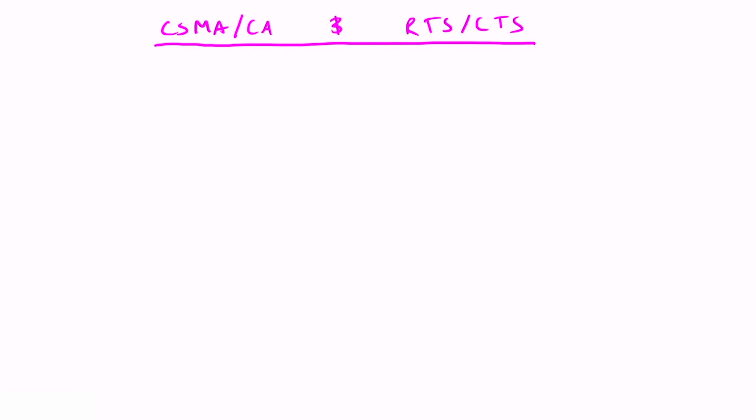Okay, so let's take a look at CSMA/CA and RTS/CTS. These are both protocols at the link layer in our TCP/IP stack and help us avoid collisions in congested networks.